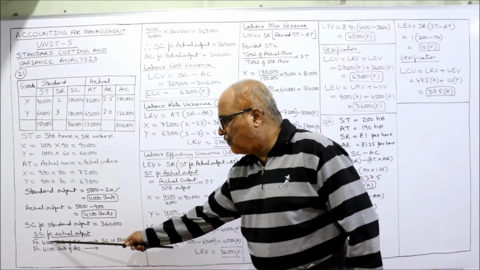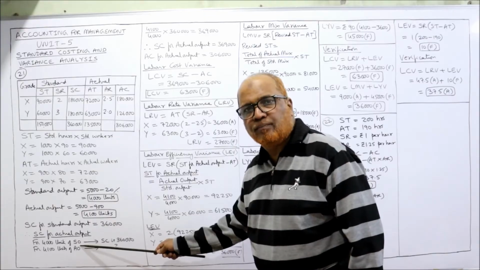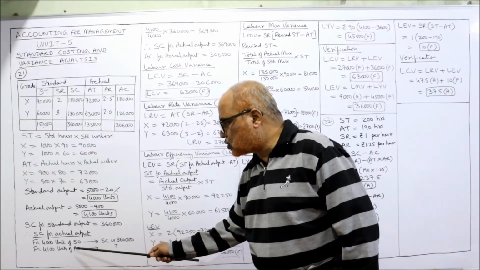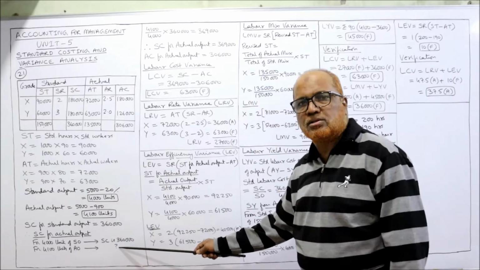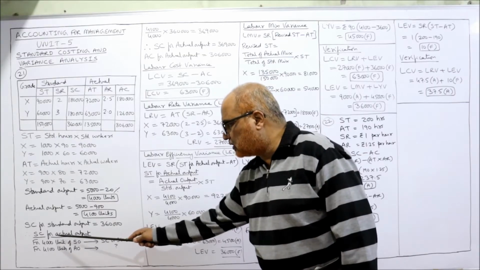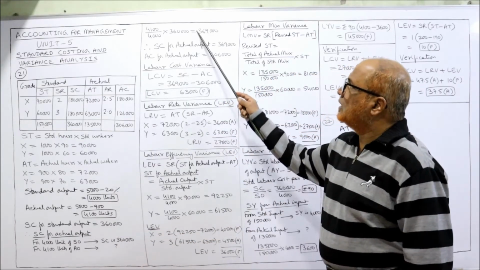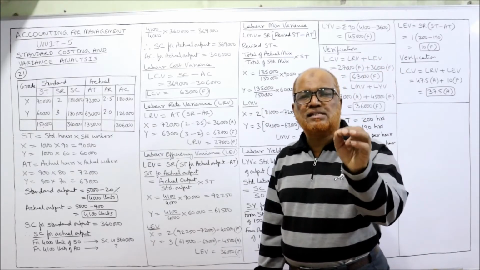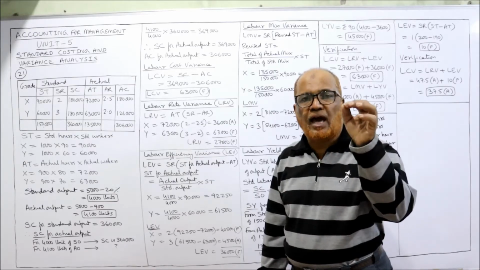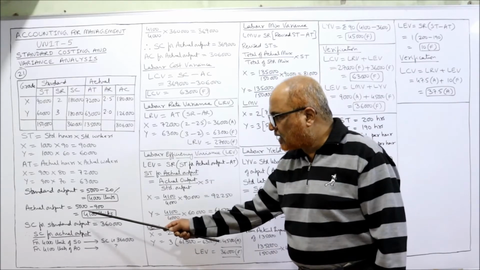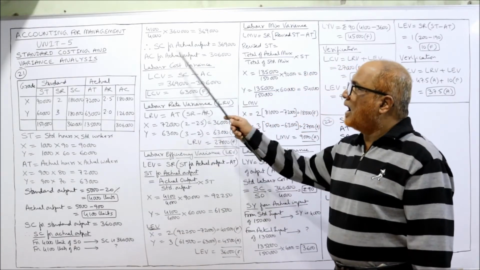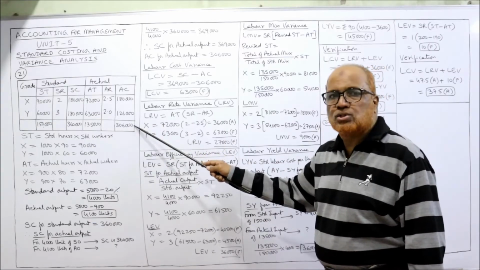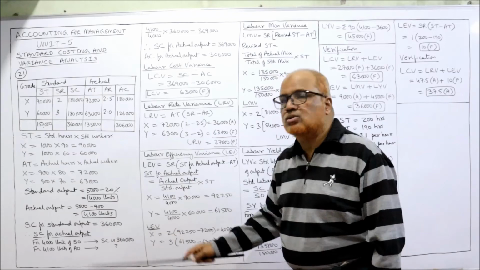So how to calculate? For 4,000 units of standard output, the standard cost is 3,60,000. For 4,100 units of actual output, how much is the standard cost? So 4,100 divided by 4,000 into 3,60,000. You will get 3,69,000. This 3,69,000 is the standard cost for making actual output of 4,100. And actual cost for actual output is 3,06,000. This is the actual cost for making actual output of 4,100.